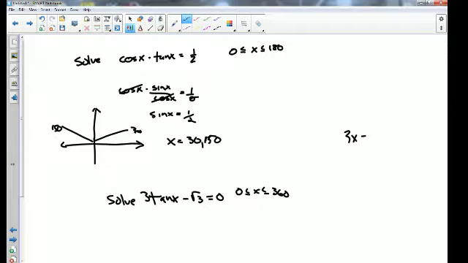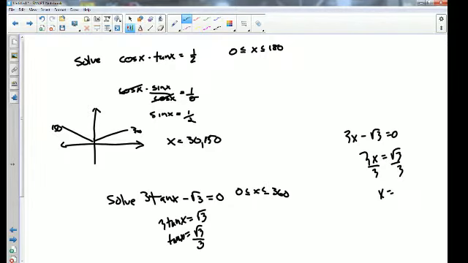Think about it like this. If this was 3x minus root 3, what would you do first? You're going to add root 3 over, right? Same thing here. So 3 tan x is root 3. Now what would you do? Same deal. Okay, so tan x equals root 3 over 3. So you can solve those the same as any algebraic equation that you've had in the past.